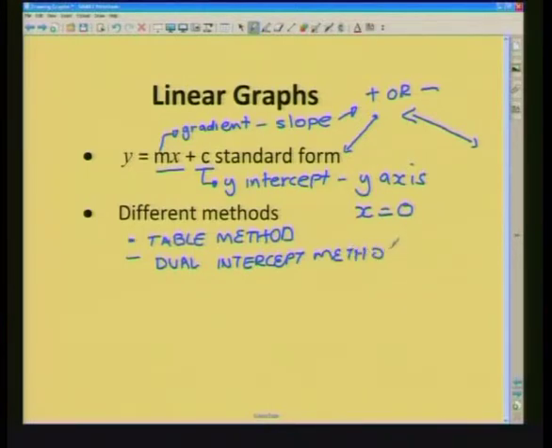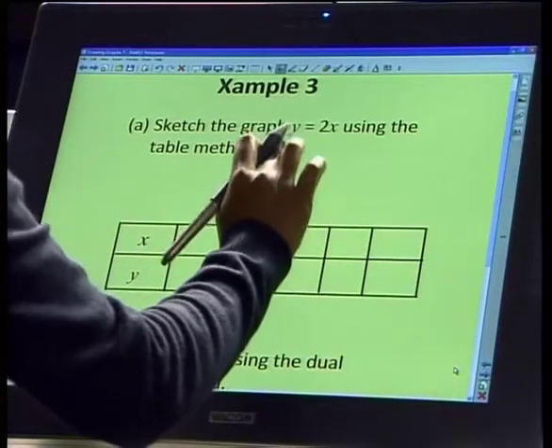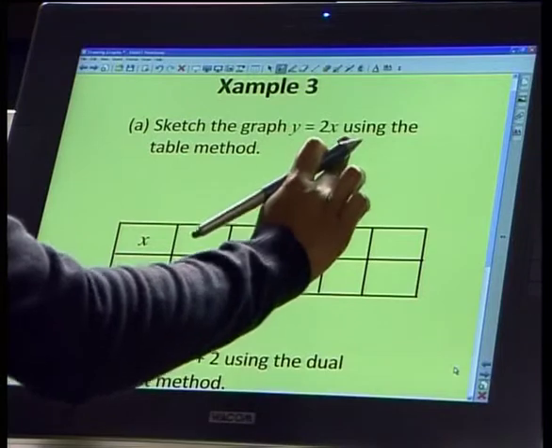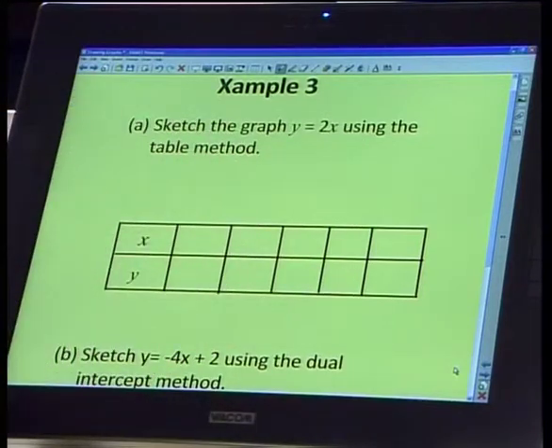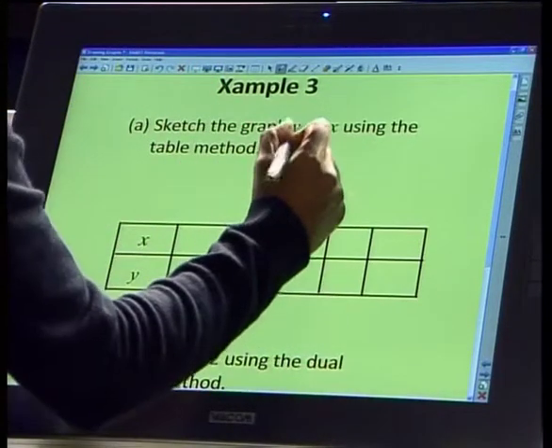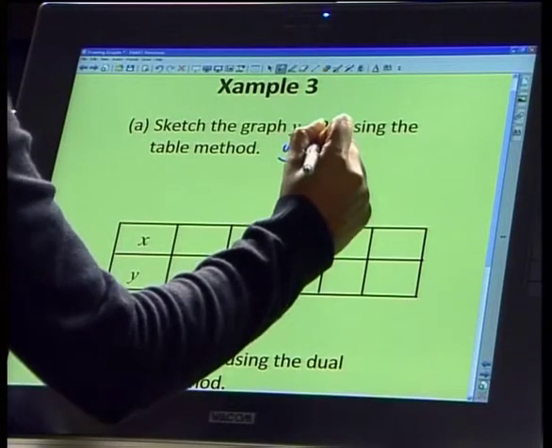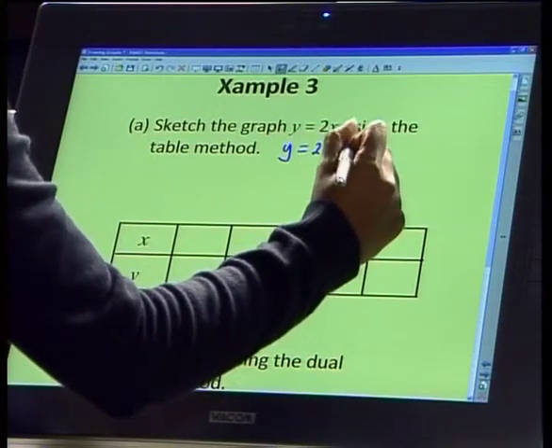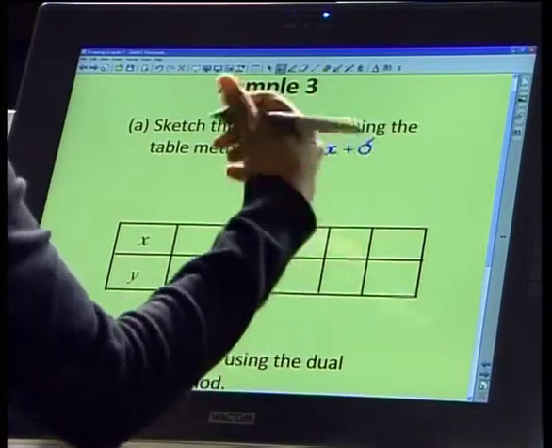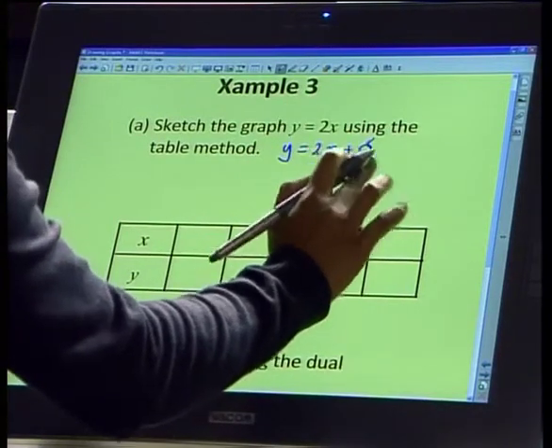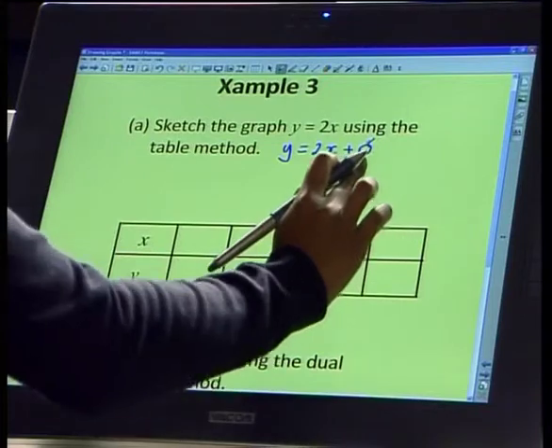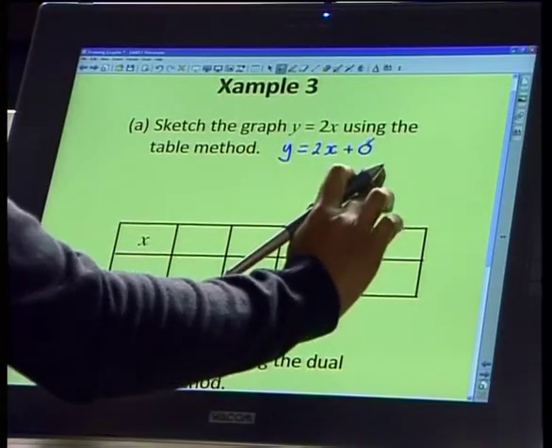And what we're going to do, guys, is explore both of these methods in greater detail by looking at example 3. Example 3, the first part says, sketch the graph y is equal to 2 times x using the table method. Before we do anything, let's just identify our gradients and our intercepts here. This graph, y is equal to 2x, I can put a plus naught in there because it doesn't affect the value of anything. And this is now in standard form.